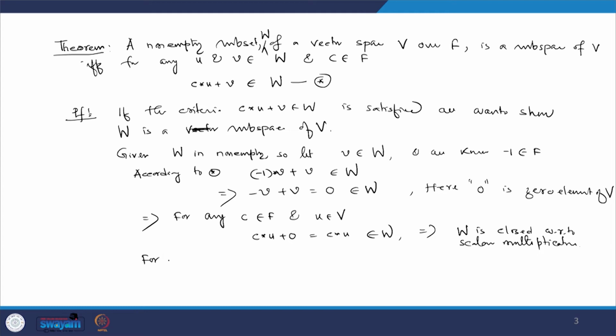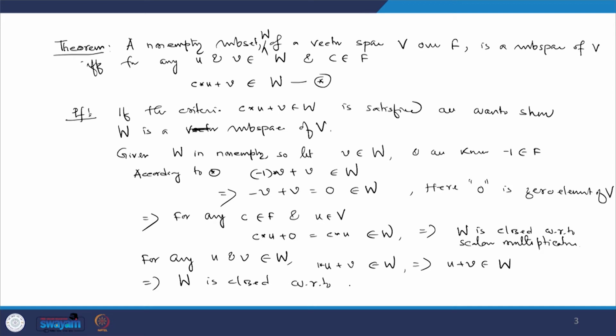For any u and v belonging to W, one can write c equal to 1, and 1*u + v also belongs to W. This implies u + v belongs to W. This implies W is closed with respect to vector addition. So W is closed with respect to scalar multiplication as well as vector addition.